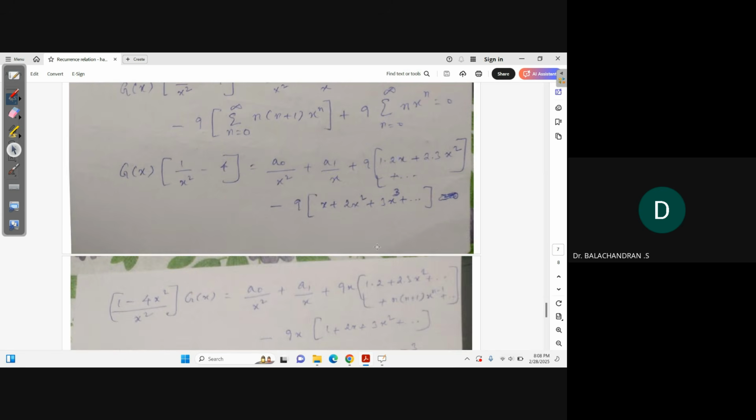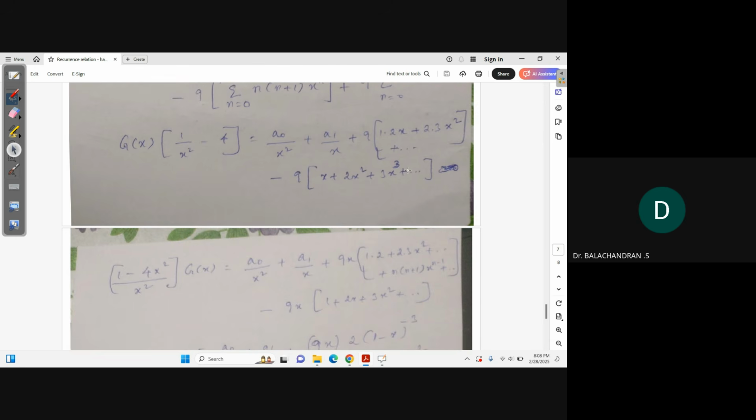Now take x square as the LCM. So g of x into (1 minus 4x square) by x square, equals a naught by x square plus a1 by x. I took x common. So x is common now, what will you get? 9x into (1 into 2 plus 2 into 3 ...). Here it is x, not x square. Okay, I made a mistake here. This is x power 1, because I took x common, 2 into 3 into x.